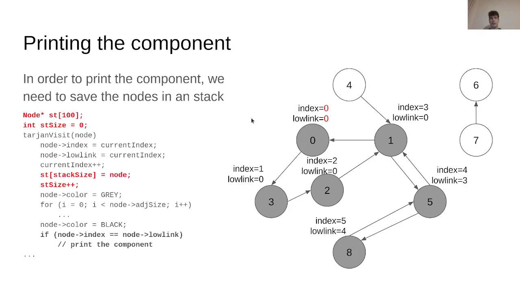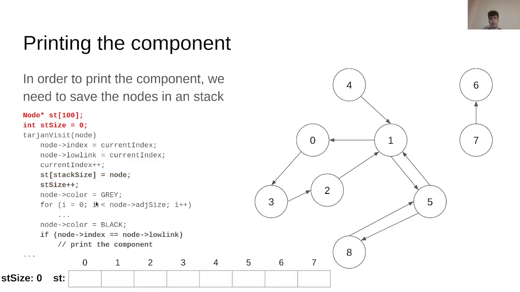Alright, so in order to print a component, we need to save every node we visit in a stack. The idea is we take an array and a size which is initially 0, and when we start visiting a node, we put it on the stack. So let's see how it works in this case. Initially we have an empty stack with size 0.